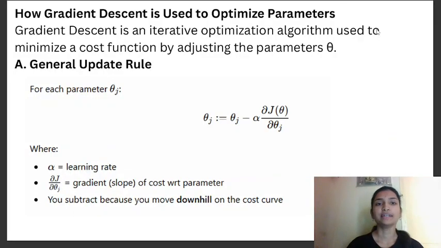Now, how gradient descent is used to optimize parameters. Gradient descent is an iterative optimization algorithm used to minimize the cost function by adjusting the parameters. Now, the general update rule. Here is this formula, where alpha is the learning rate, and this is the gradient, the slope of the cost with respect to the parameter. It's an update because you move downhill on the cost curve.